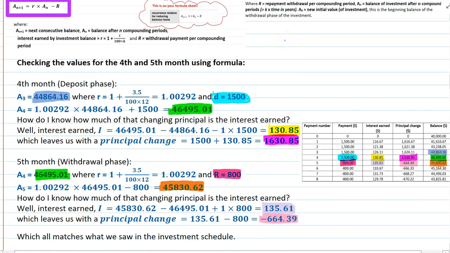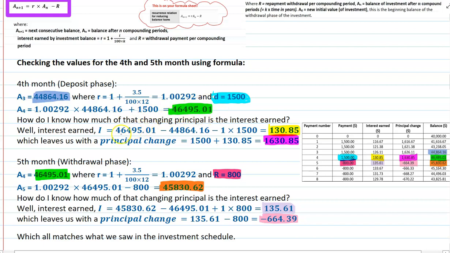If we looked at the 4th and 5th month using all of those formula, we know that in the 4th month, the balance was $44,864.16. We can work out the rate at which it's being charged interest because we know it's 3.5% and it's compounding monthly, and our regular deposits are $1,500. To get to the balance after the 4th month, we simply use that recursion formula to find the effect of the rate on the balance and add on that deposit amount to get our new balance for month 4.